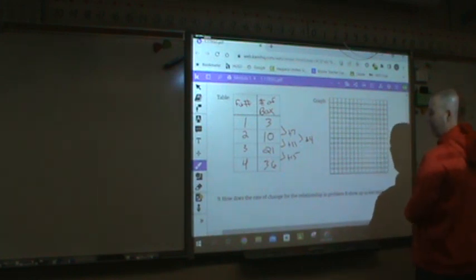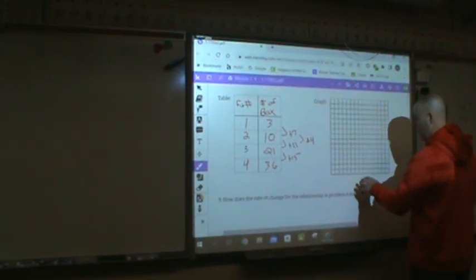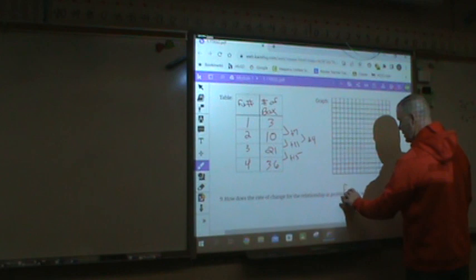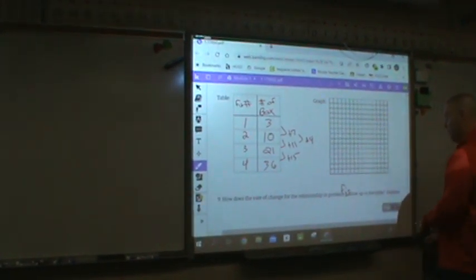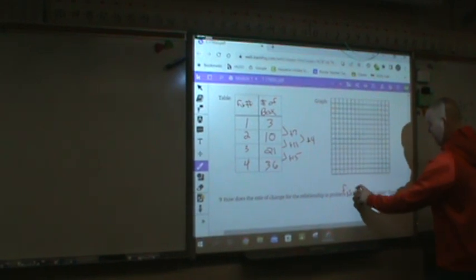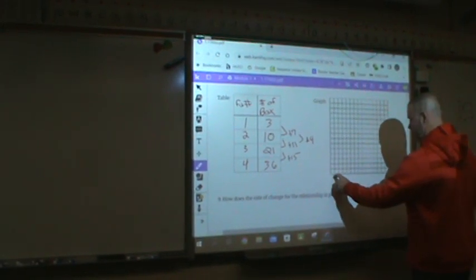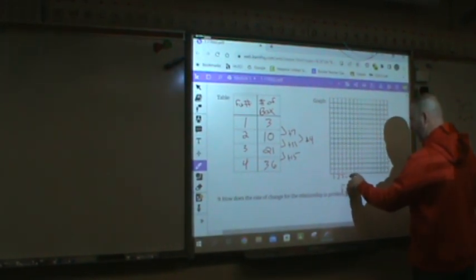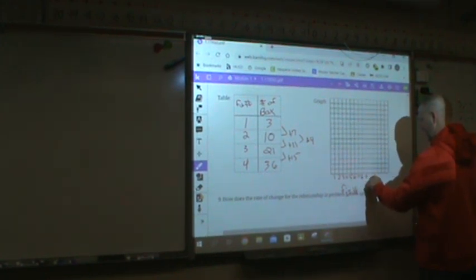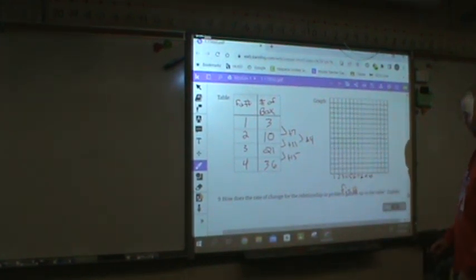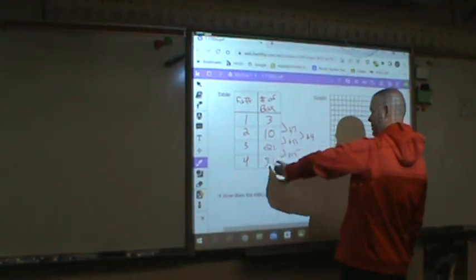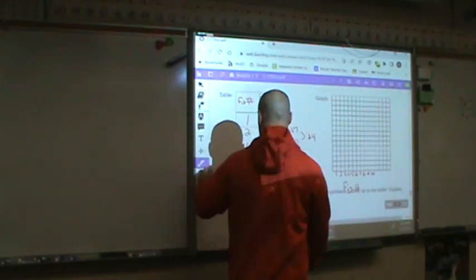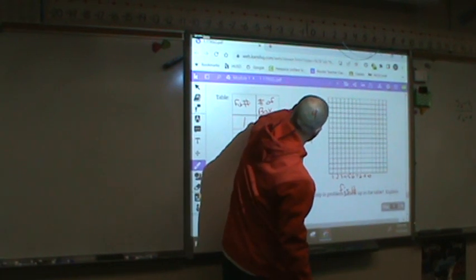Now we need to fill out the graph. How am I going to fill out the graph? Well, they leave it blank on purpose because they want you to be able to fill out the graph the way you want to. So here's my figure number. My figure numbers increase by 1, 2, 3, 4, 5, 6, 7, 8, 9, 10. We're not going to need all those. And then what should go on the y-axis? The y-axis should be my output, which is going to be my number of boxes.